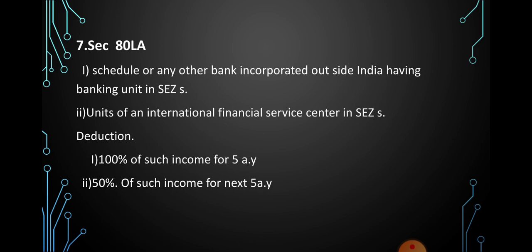Being a scheduled bank or any other bank incorporated by or under the laws of a country outside India and having a banking unit in a special economic zone, or being a unit of an international financial services center, the deduction is 100% of such income for 5 assessment years and 50% of such income for the next 5 assessment years.